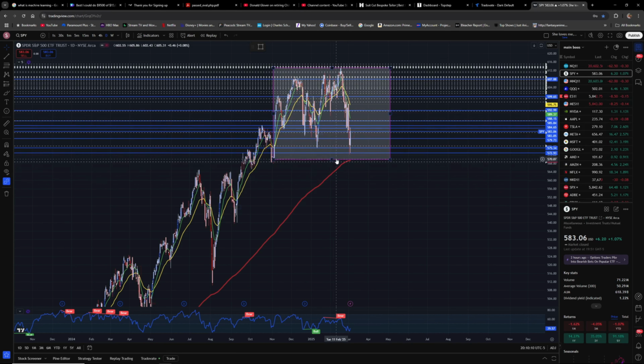I could honestly slide this little box down ever so slightly to cover up that candle wick, and then it'll make a lot more sense. So let's just do that. Now you can see this is the full market structure right here. The full market structure started on October 31st, 2024. Pushed all the way up here, and now we're coming back.